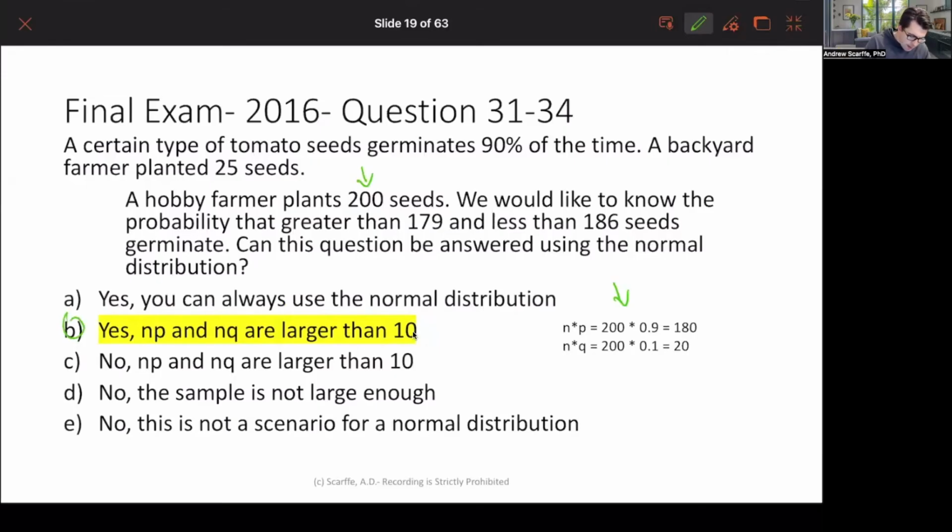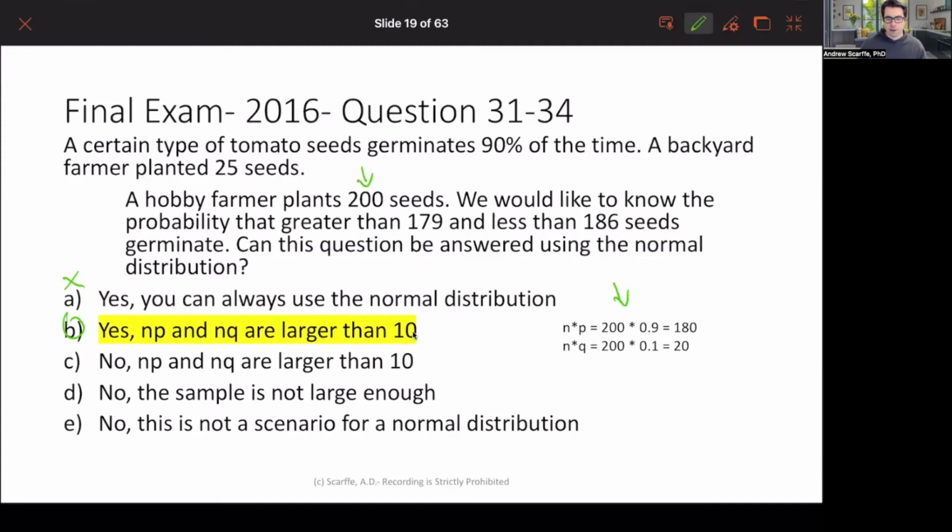A is not right because there are conditions where you might not be able to use the normal distribution, right? If they weren't independent, or if they weren't random, or if the sample size wasn't large enough. These would be all reasons why you might reject using a normal condition assumption. So A is not right. You cannot always use a normal distribution. B is right. We've covered that.